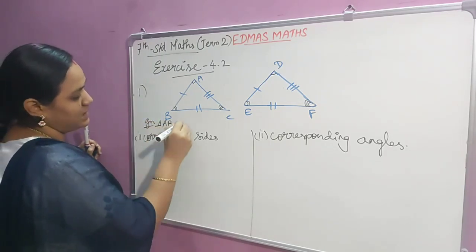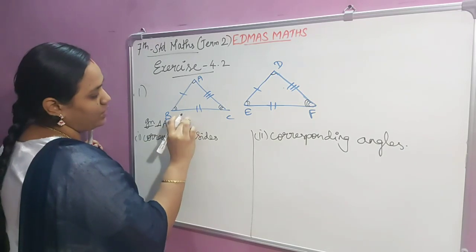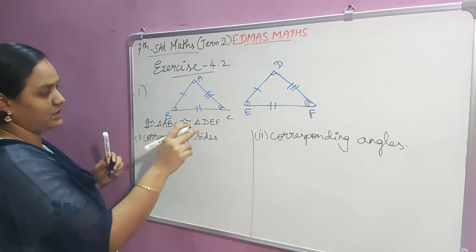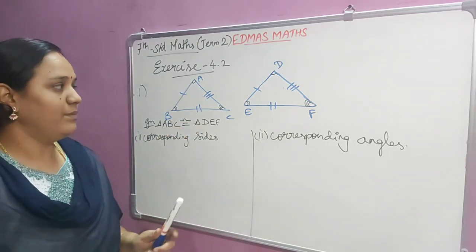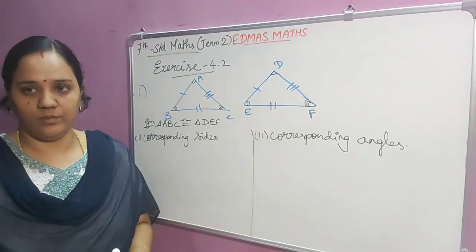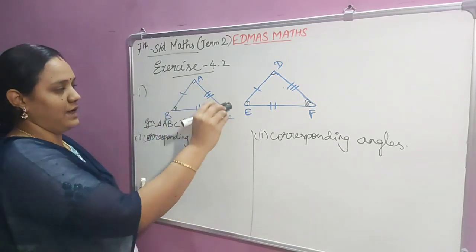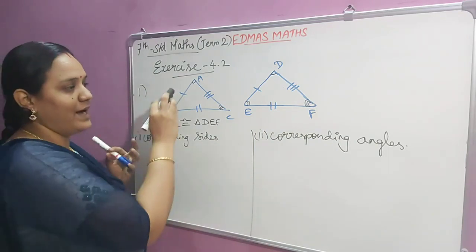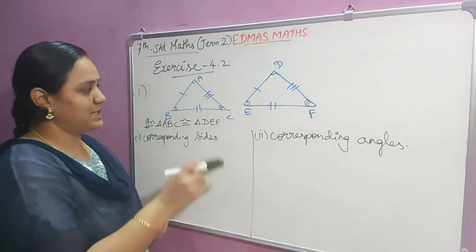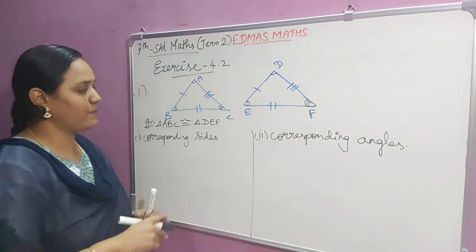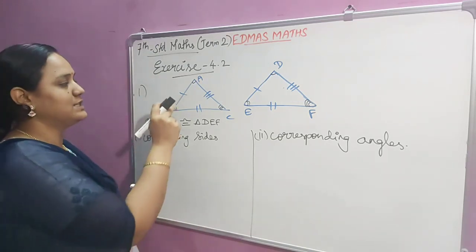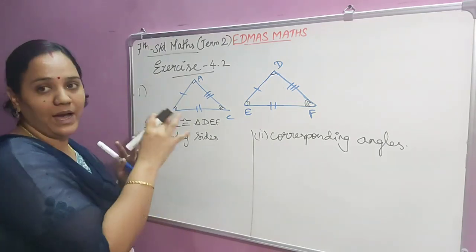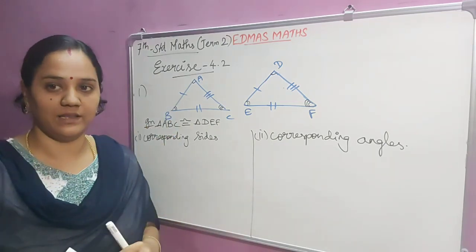triangle ABC is congruent to triangle DEF. This is given in your question, but I have drawn the diagram on my own. So now this triangle represents ABC and this triangle is DEF, and I have marked the corresponding sides as single line, double line and triple line. Okay, and I have marked the corresponding angles as single angle, double angle and triple angle. If you have marked these things, it is easy for us to write the answer.